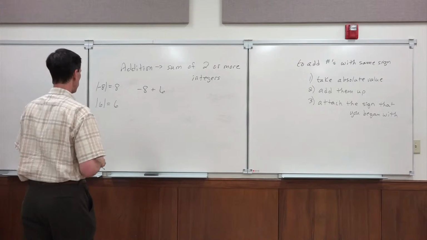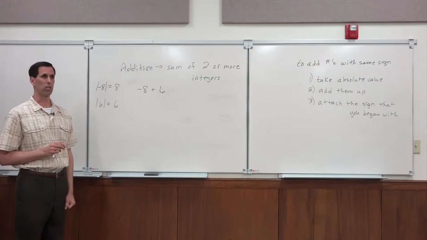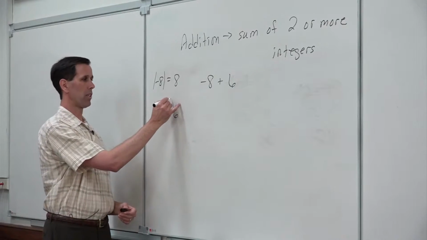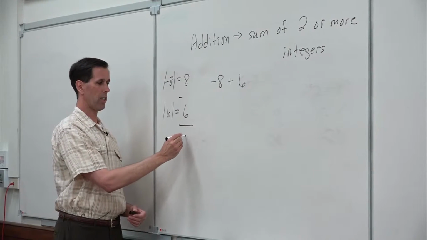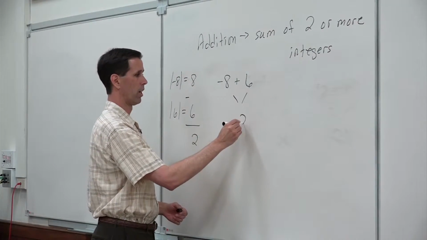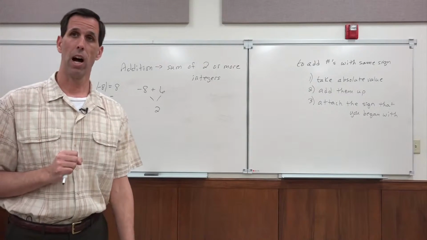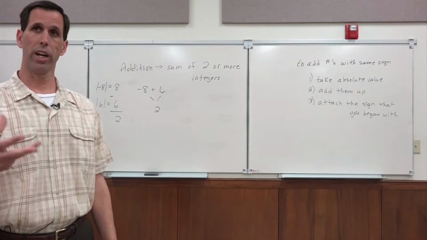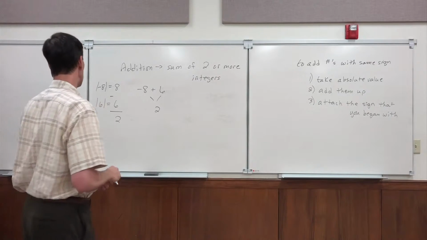Now, what you'd want to do here, though, since these numbers are opposite signs, instead of adding them, you're going to subtract them. And you always want to take your bigger number minus your smaller number. If I do 8 minus 6, I'm going to get a value of 2. All right? So we took their absolute values and we subtracted them since they had opposite signs. And now what you've got to do is go attach the sign of the number that had the greater absolute value.